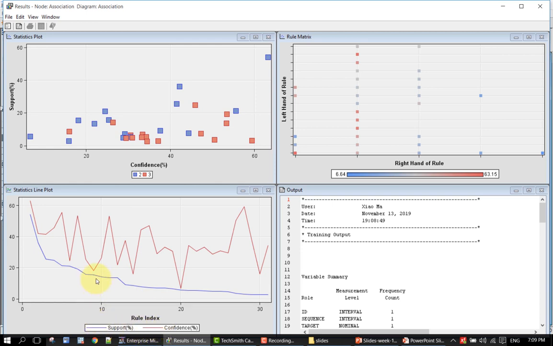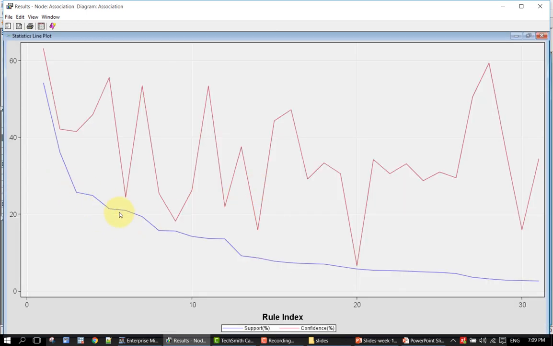So this blue line is support. It's a lower left graph. This blue line is support. The highest support is at here.